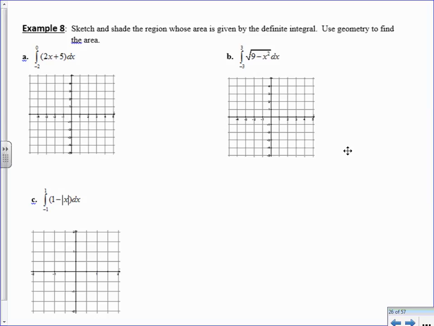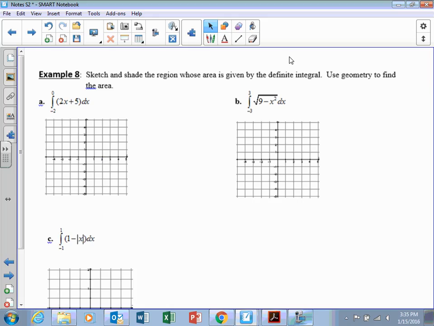Next example. Sketch and shade the region whose area is given by this definite integral. Use geometry then to actually find the area. Okay, let's start here with A. So from -2 to 0, under what function? 2x plus 5. So we've got to know what that function looks like. Well, that's going to be a line. So I'm going to go ahead and use the line on here to make that. Plus 5 means a y-intercept of 5. And then I've got to draw it with a slope of 2.